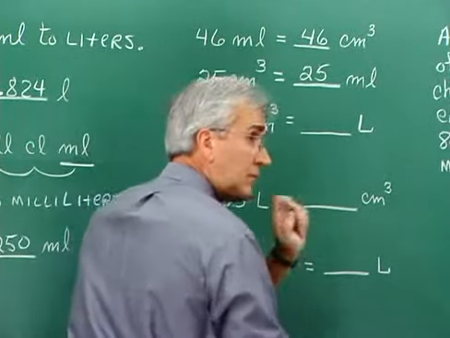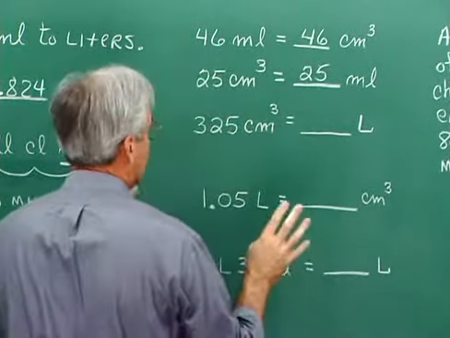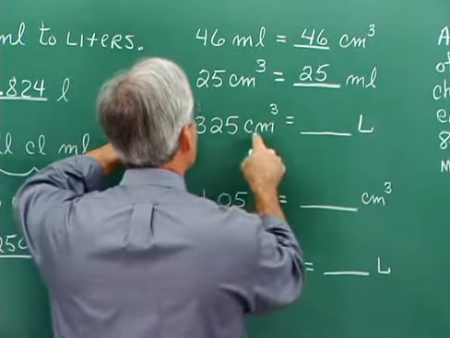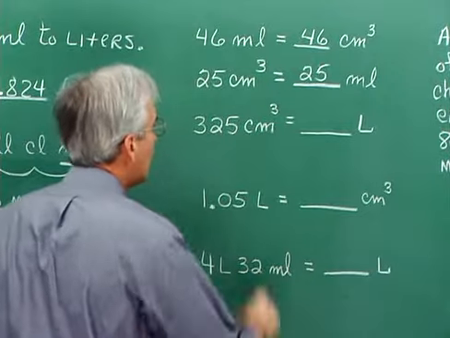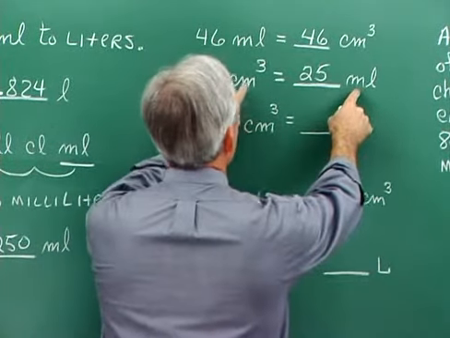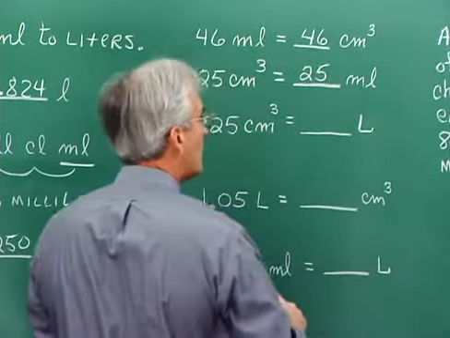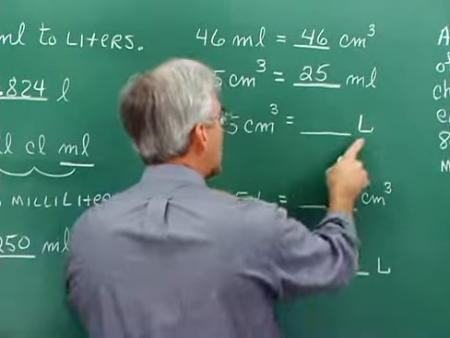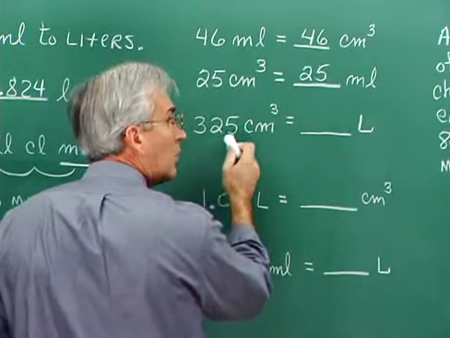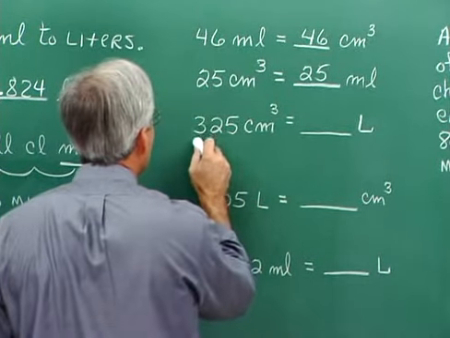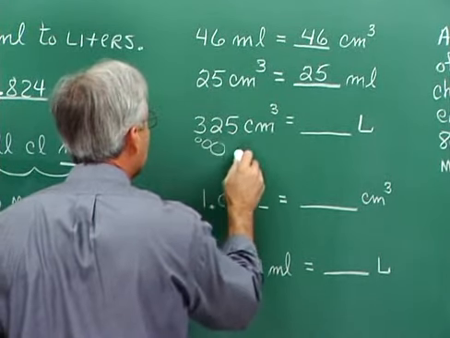Now, this, though, has a little challenge to it. 325 cubic centimeters is equal to how many liters? Well, now, wait a second. We know that there's a nice correlation between cubic centimeters and milliliters, but there's no nice correlation between these two. However, here's what we do. We think. Well, let's see. How about a thought bubble here?